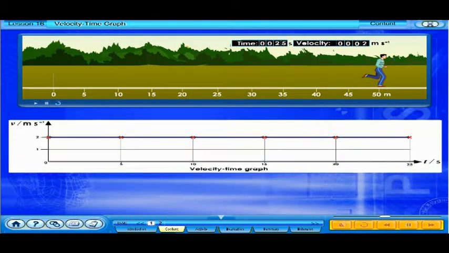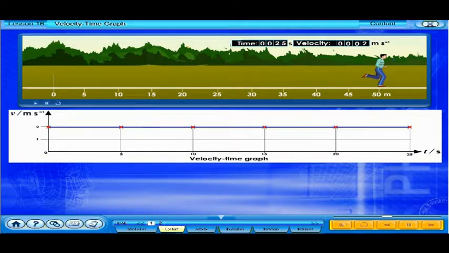Let us analyze this velocity versus time graph. The slope of the displacement versus time graph gives us velocity. What does the slope of the velocity-time graph give us? Click the Graph Analysis button.